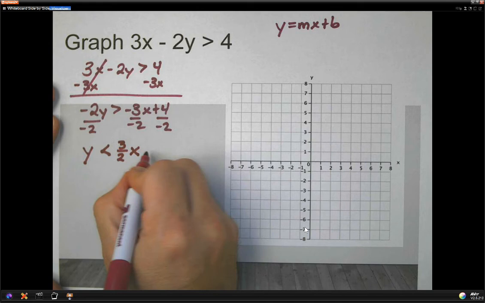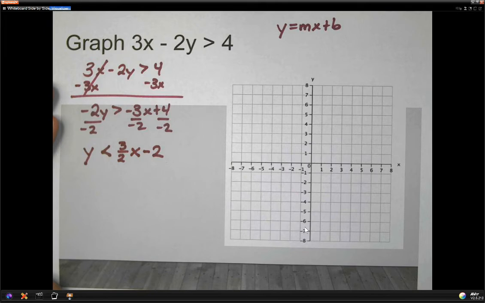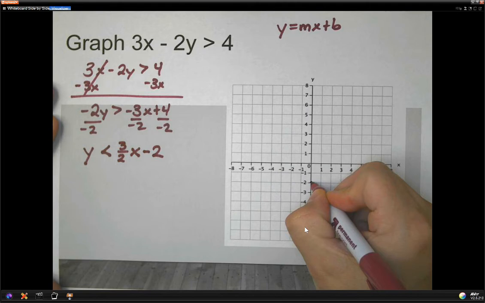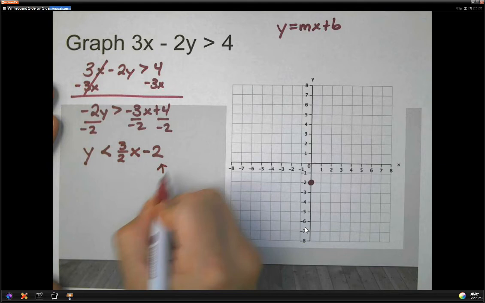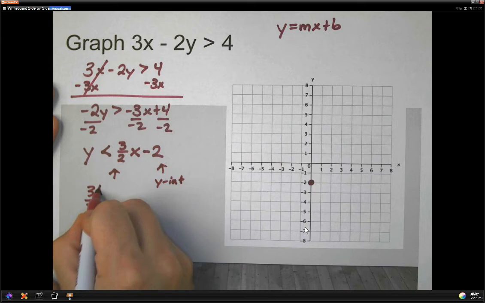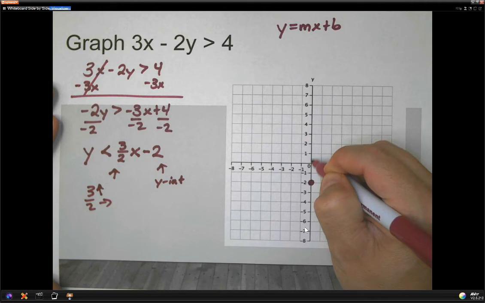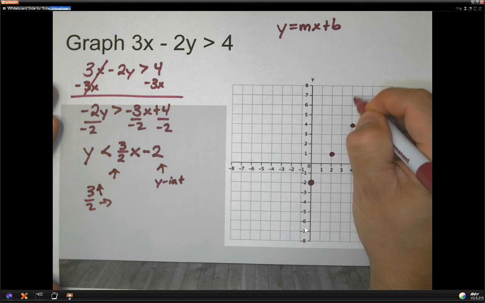So now that I have rearranged it, I can go ahead and graph. I start at negative 2, which is the y-intercept. And then the slope, in this particular case, is 3 over 2. Being that it's positive, that means up and to the right. So from there, I'm going to go up 1, 2, 3, and right 2. And again, you can go as far as you need to, and you can do the complete opposite.